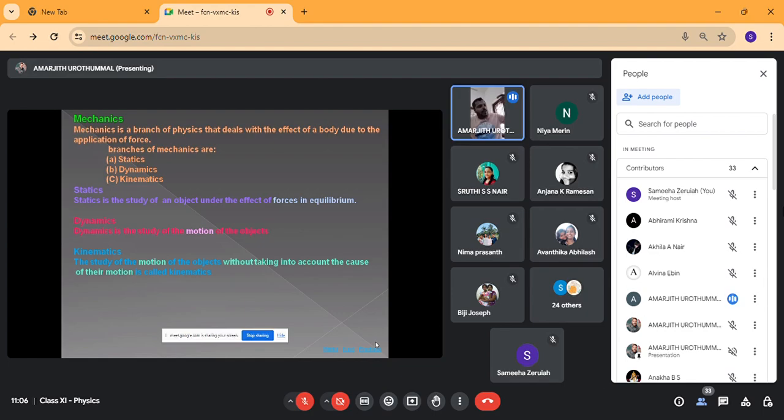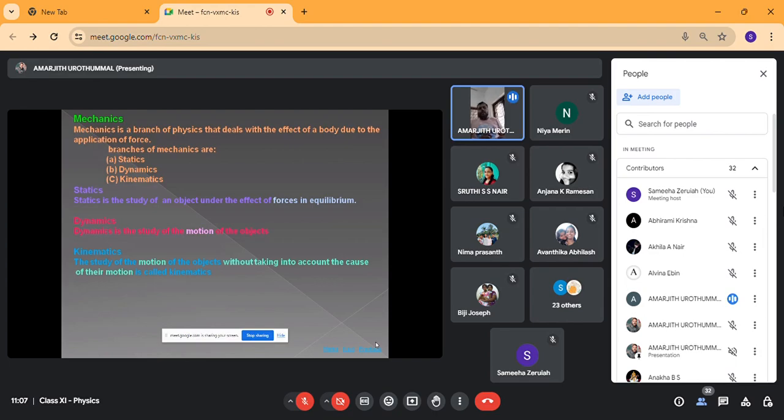We will consider where it is moving, how, with what speed it is moving, in which direction it is moving. That all we will study. But the reason of the motion we will not consider. Is that clear? Yes, sir.